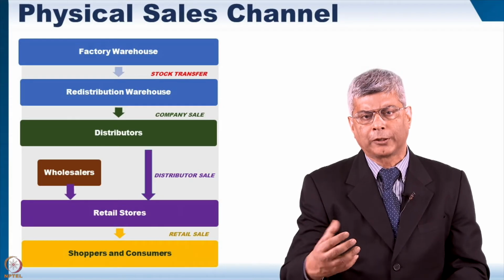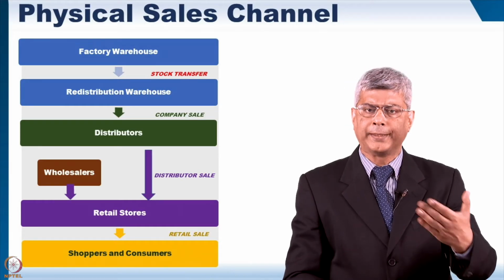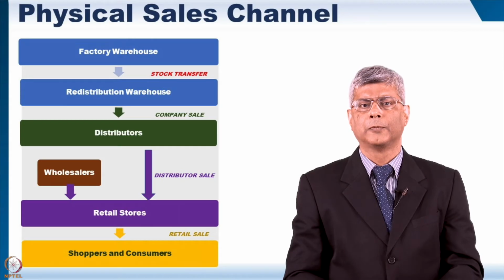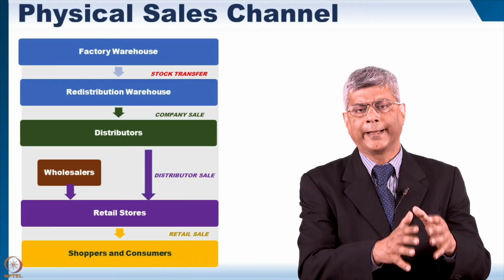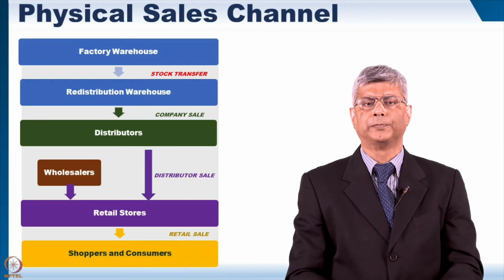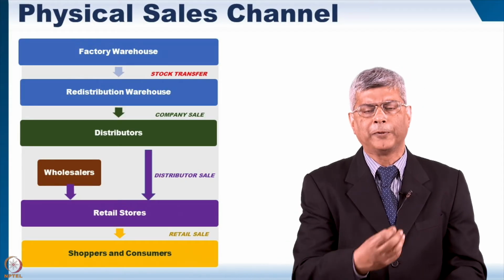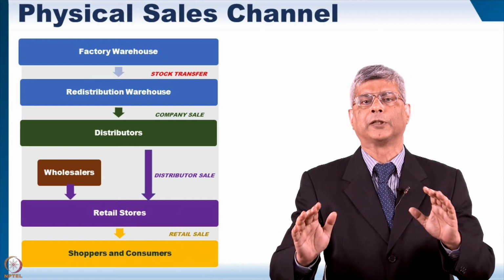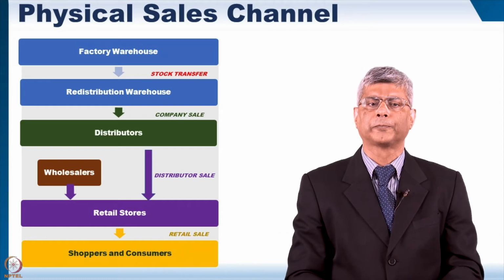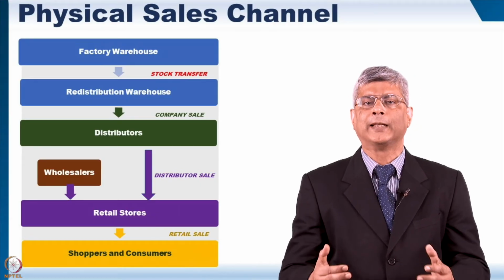If it's a Cadbury chocolate or an ITC chocolate or a Dove shampoo or a Pantene shampoo, they will be made in a factory and stored in a warehouse next to the factory. That's called a factory warehouse. But that's not enough, because there are only a few factories, and therefore there will be only a few factory warehouses. So you have to spread it out to other warehouses, which are called redistribution warehouses. In India, sometimes they are called carrying and forwarding agents or CNF agents.